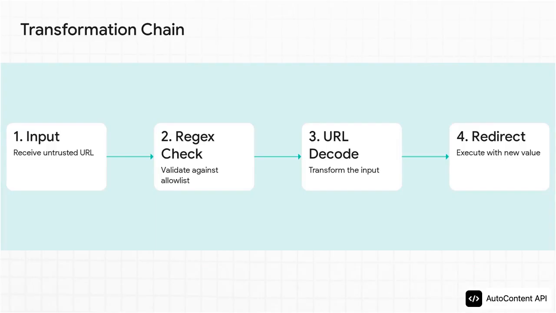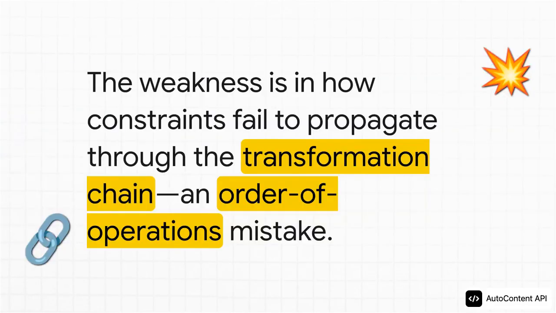Imagine an app takes a URL to redirect a user. First, it uses a regular expression to check if that URL is on an approved list. Seems safe, right? But then, after that check, it URL decodes the input. The very last step is to actually perform the redirect with this newly decoded URL. So, you see the problem?